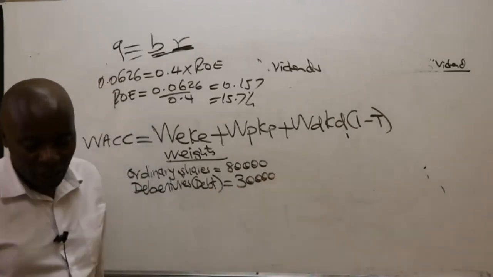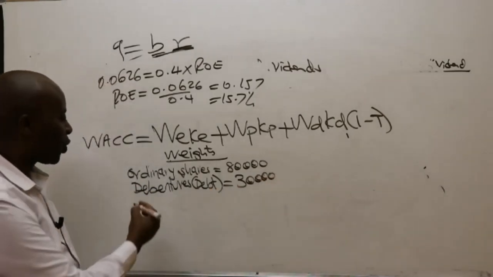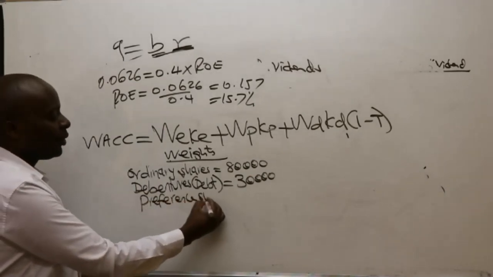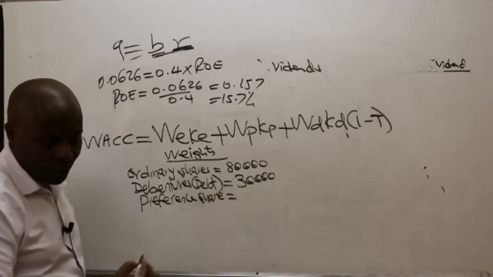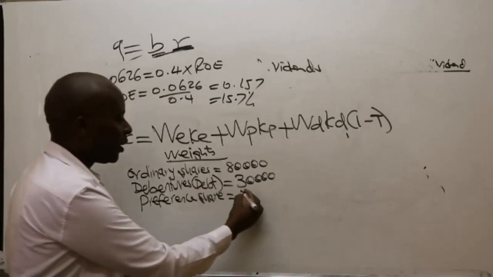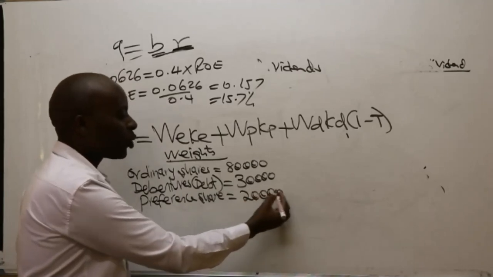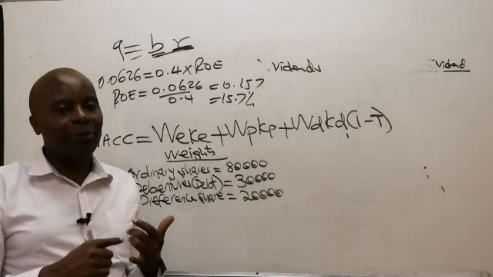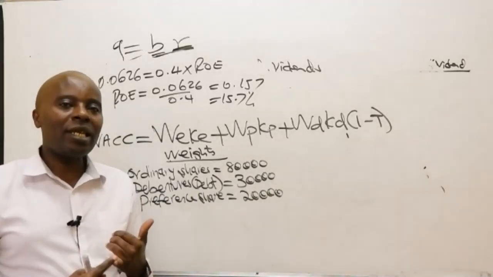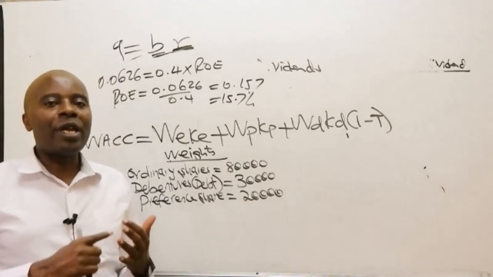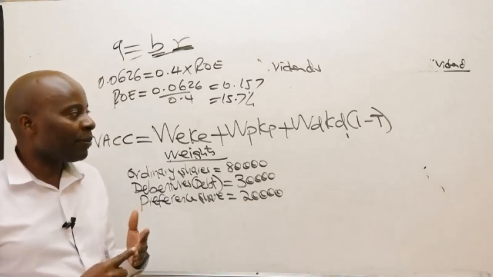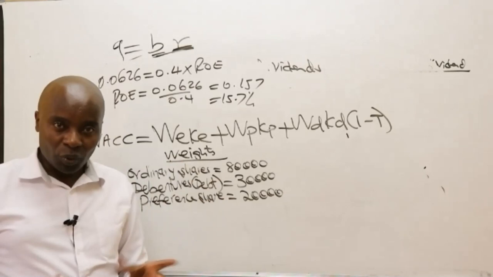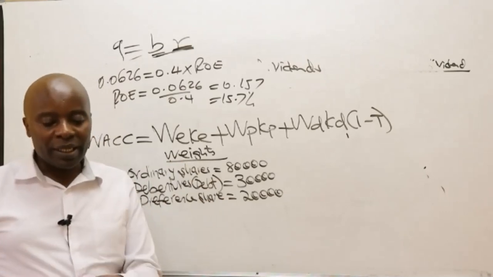Debentures 30,000. From there, I can see preference share capital. What do we have there? I can see 20,000. Remember, for computations of WACC, we only consider the key components of the capital structure. That is OSC, ordinary share capital, preference, and then debt. If there are any reserves, you don't bring them. You ignore them. Don't take those reserves and put them in ordinary share capital.